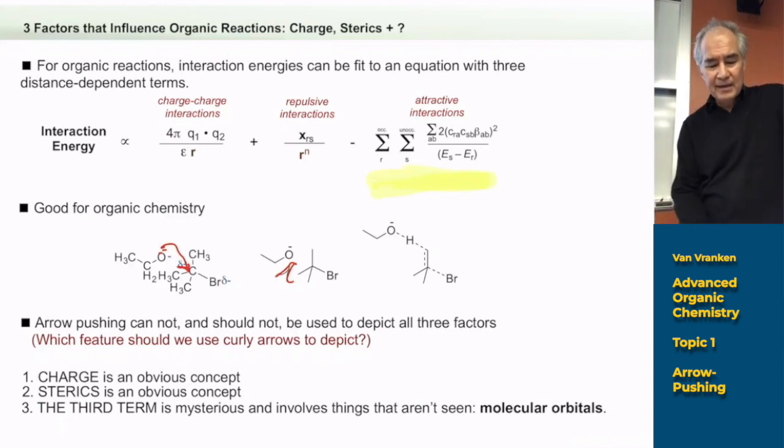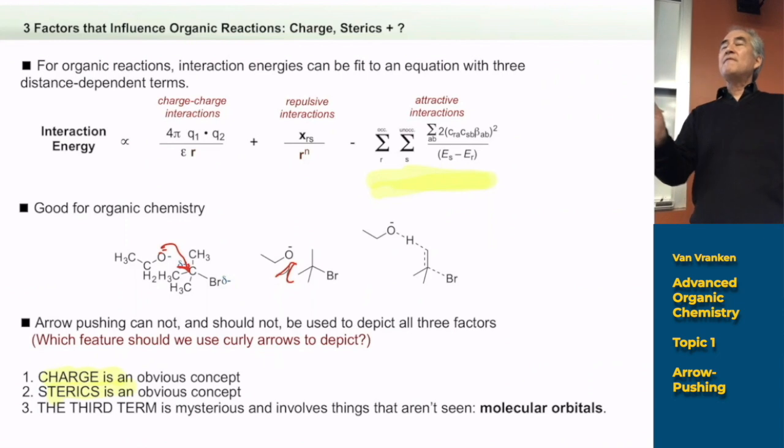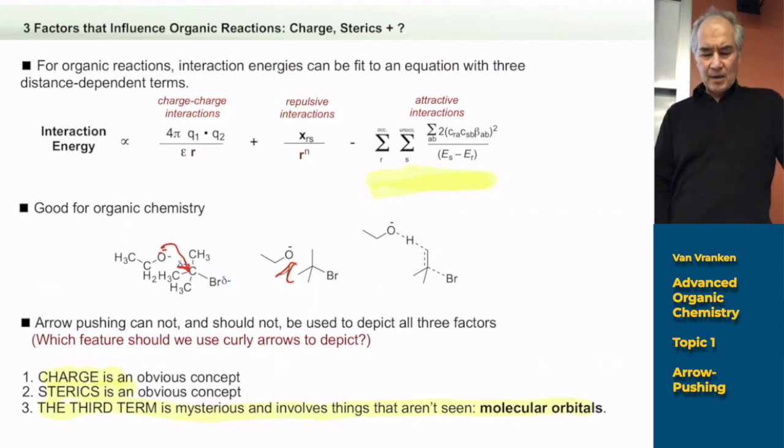We are going to agree that charge is obvious. We don't need arrow pushing to represent charge. We're going to agree that sterics is obvious, and we're not going to use arrow pushing to represent sterics. We're going to use arrow pushing in this class. Every single curved arrow you draw is meant to represent things that we can't see and that we don't draw, and that's molecular orbitals. So to help you figure out which curved arrows are good and which ones are bad, we're going to think about molecular orbitals in this class more than you would have thought about when you took a sophomore organic chemistry course.